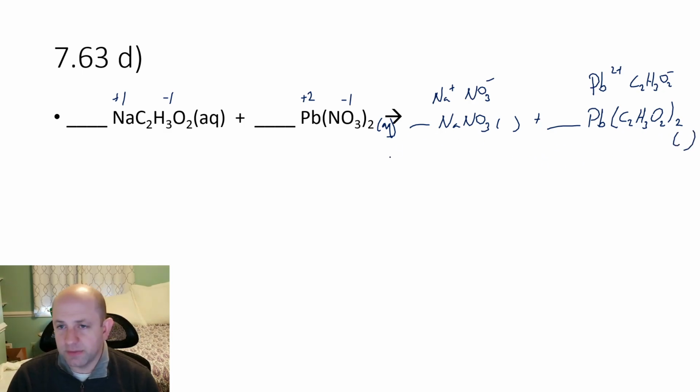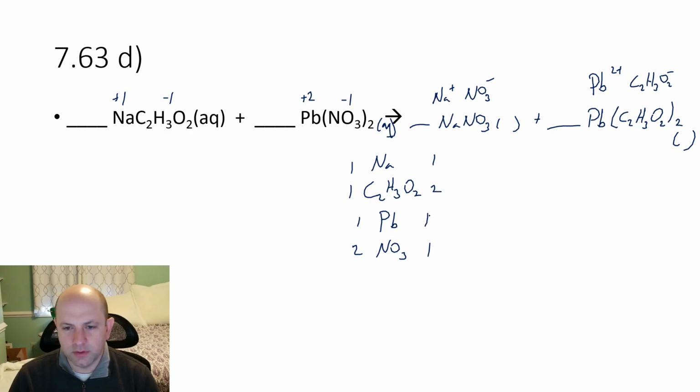Now we'll balance it to make sure it's good. So we've got sodium, we've got acetate, so just write all that together. We've got lead, and we've got nitrate. And so we say, okay, there's 1, there's 1, there's 1, there's 2. Over here, there's 1, there's 1, 2, 1. Okay, there we go. Wait, did I do that right? Yeah, I did that right.